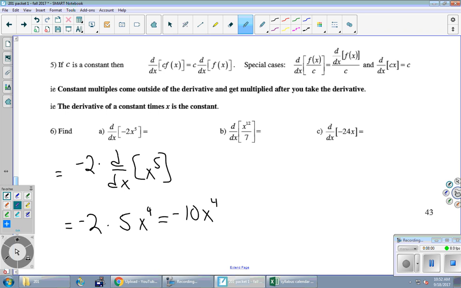And with just a tiny bit of practice, you can ultimately sort of skip this step, at least just do it mentally, not bother writing it down and say, okay, I know that -2 is going to multiply by whatever I get for the derivative of the rest of this expression. So the 5 comes down, multiplies by the -2, and you just immediately jump to the answer, right? Just -10x to the 4.